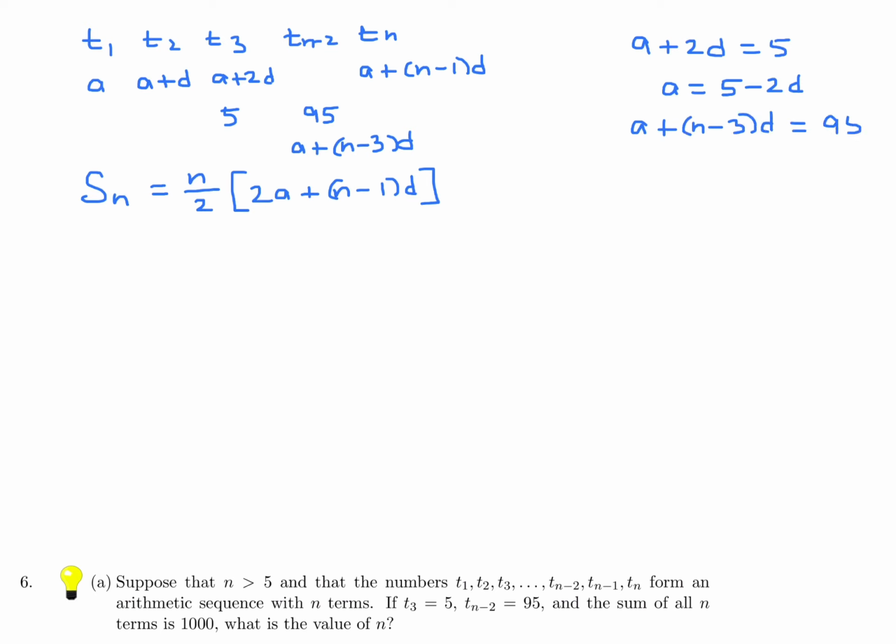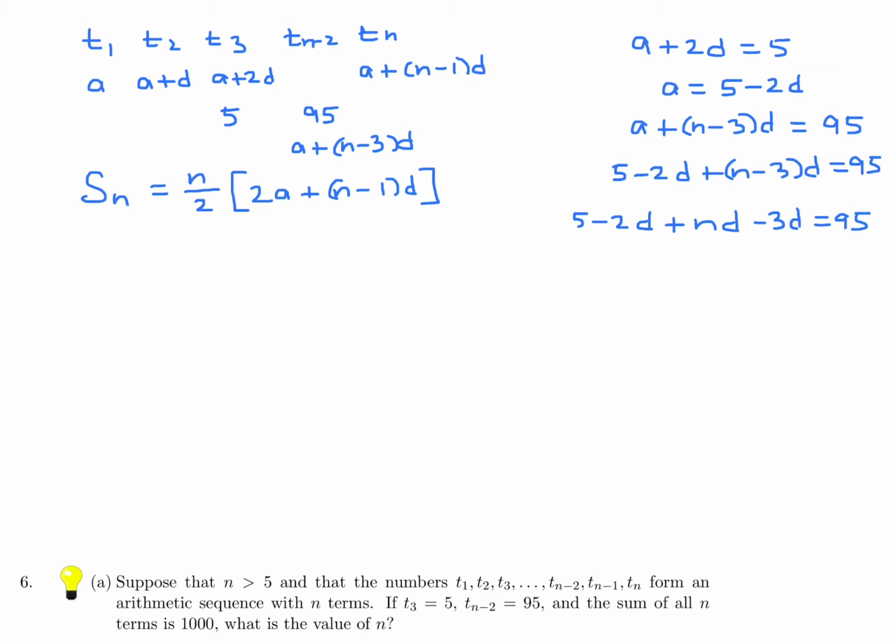All right. So I can put that a is 5 minus 2d, and then (n minus 3) times d. And let's see here. I think if I already have a in terms of d, if I can get n in terms of d, that should help. Okay, so let's figure this out. We have 5 minus 2d plus nd minus 3d is 95.